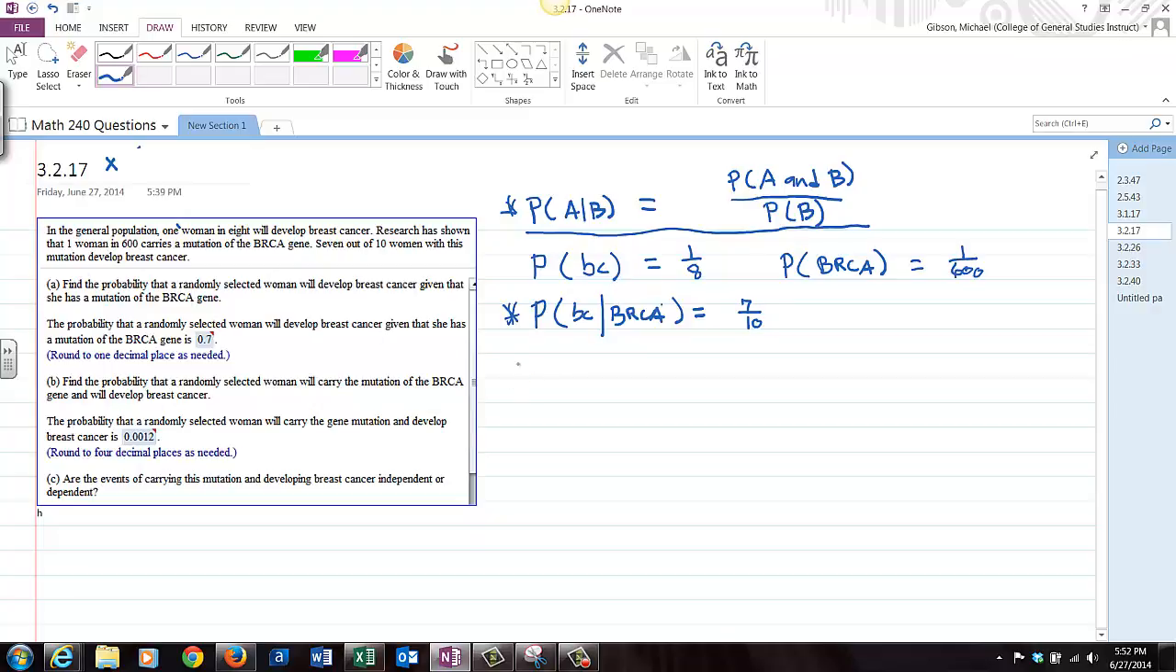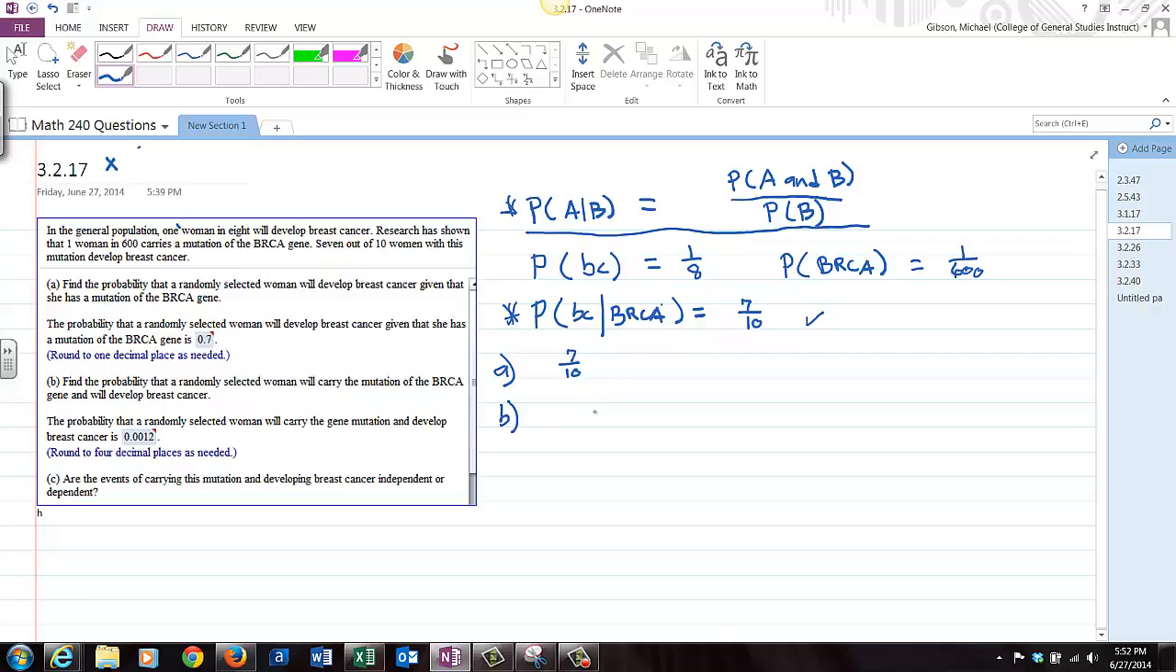So A, find the probability that a randomly selected woman will develop breast cancer given that she has a mutation of the BRCA gene. Well, that's exactly what this is right here, right? It's 7 out of 10, and the point of this question is just to check to make sure you understood what they're telling you, that you understand how the word given is used and that kind of thing. Alright, so let's look at part B.